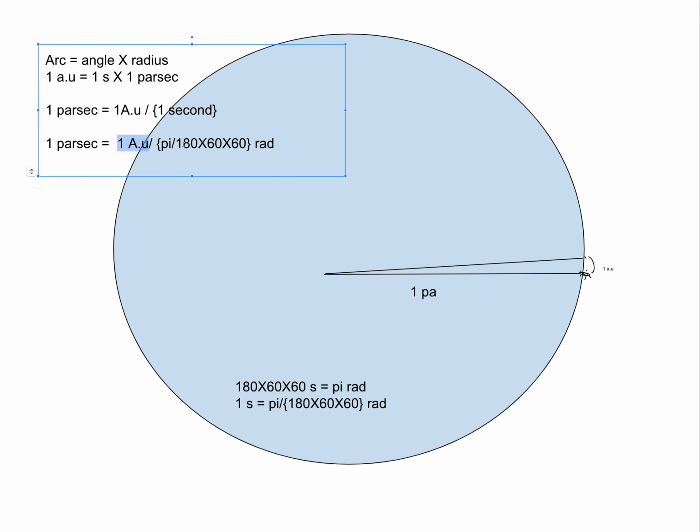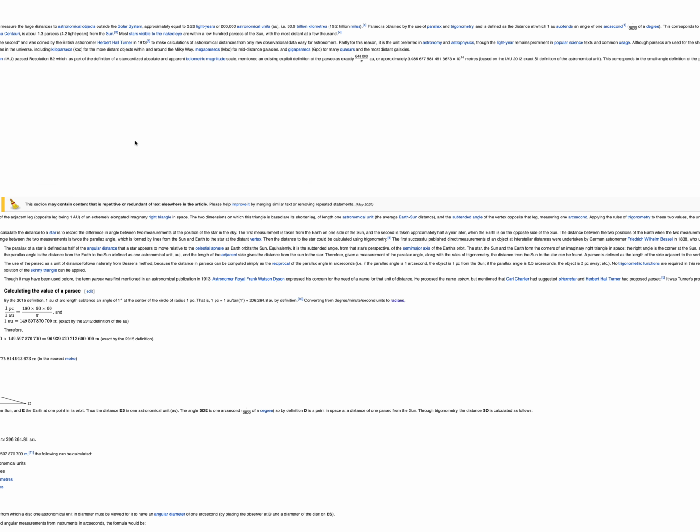So what is 1 astronomic unit? How much is that? So let us check the Wikipedia. Here you can see that one parsec is equal to 180 multiplied by 60 multiplied by 60 divided by pi, and then astronomic unit will become here. Okay, so I think something like that we got, right?